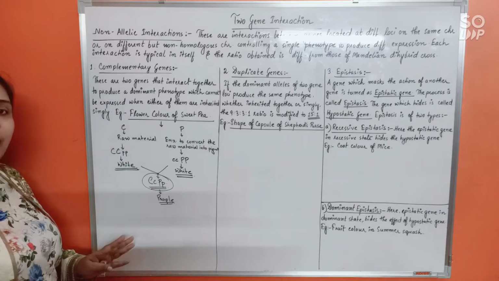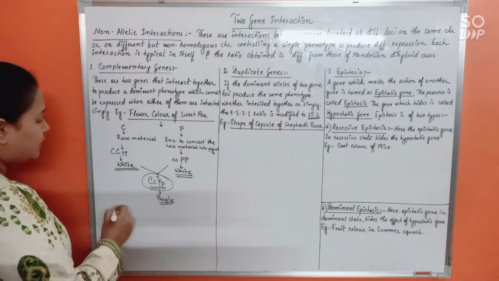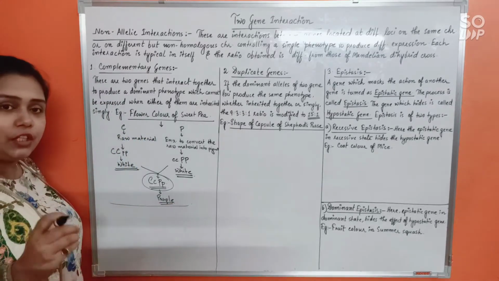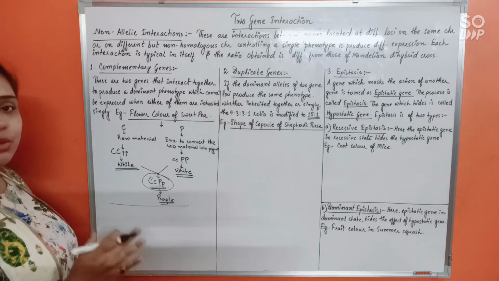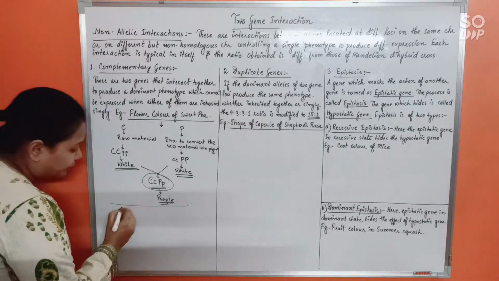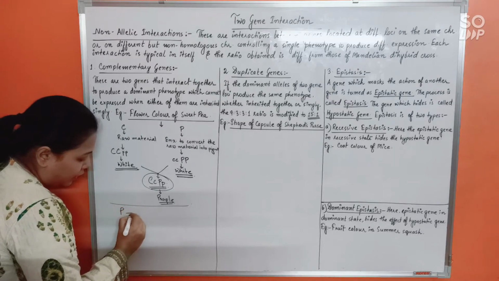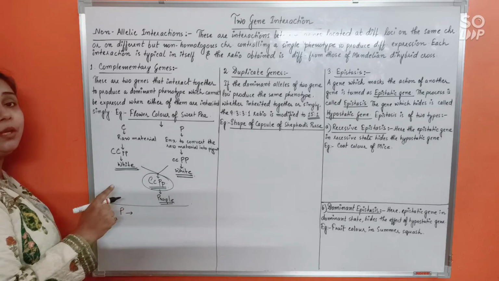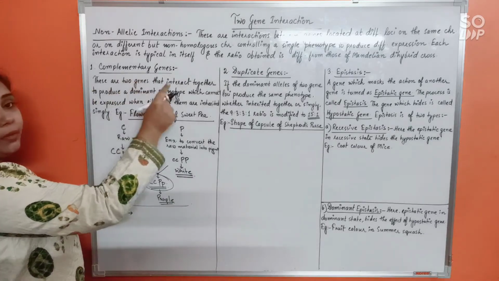Understood? Clear now? Now there is a task for you to do at home. Now that you're watching the video, pause the video and do the task. What you need to do is take the parental generation, because we need to find out the phenotypic ratio for the dihybrid cross between the complementary genes.